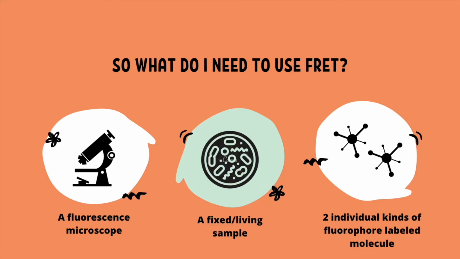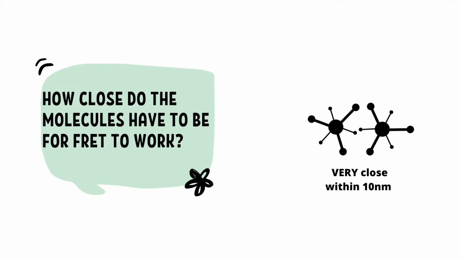Some tools that you will need to use FRET are a fluorescence microscope, which could be wide-field or a confocal microscope. Obtain a fixed or living sample that you are able to fluorescently label. Most commonly, you can have the protein express the colored label. And lastly, you will need to choose individual fluorophores that have separated excitation and emission spectra. One important thing to note is that the chosen labeled molecules have to be very close in order for FRET emission to occur. This has to be within 10 nanometers or less.